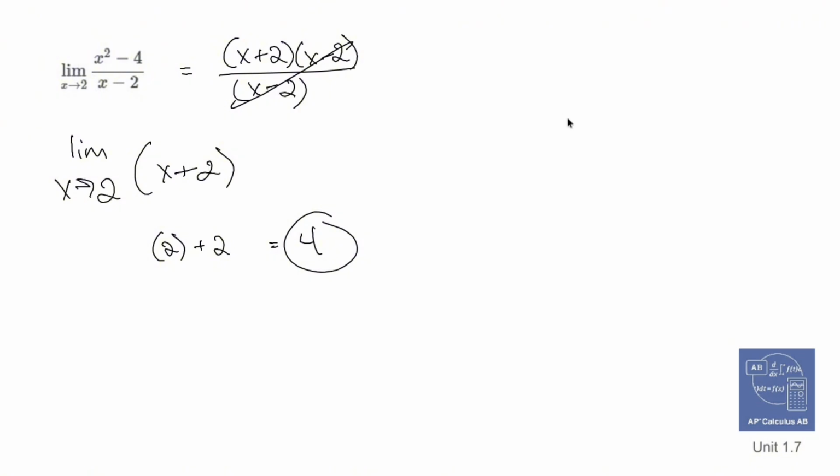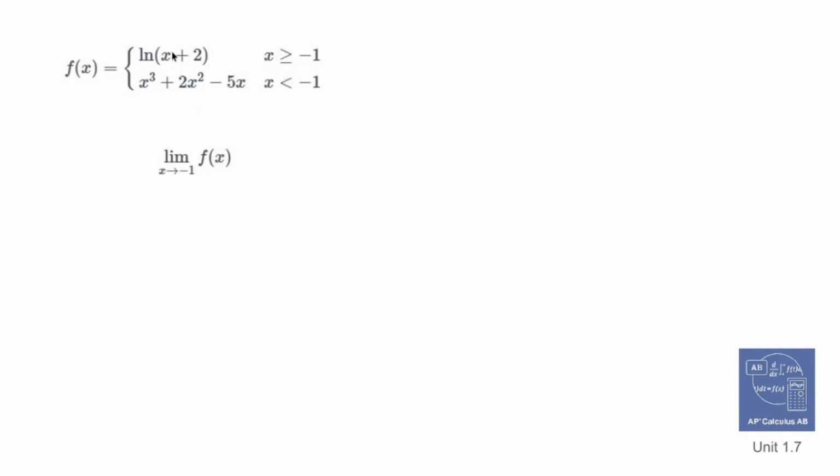So what happened is you had a hole in this problem, and at the hole it's undefined at that moment, 2, but the hole exists at 4. So once we did a little bit of factoring and we found that out, we're good to go because the left and the right side match up. Everything is okay. You just do a little bit of factoring and you're fine.